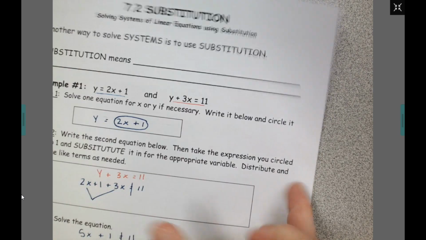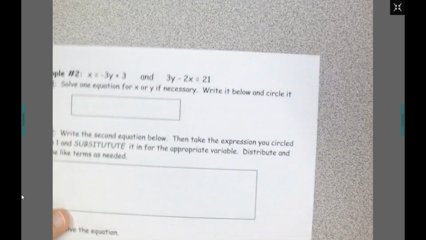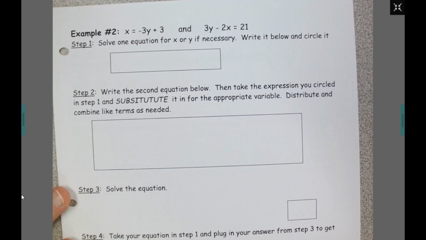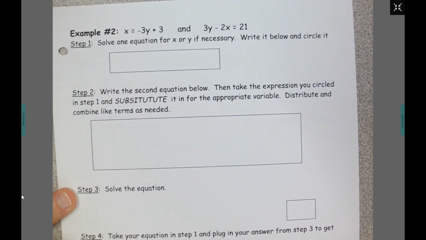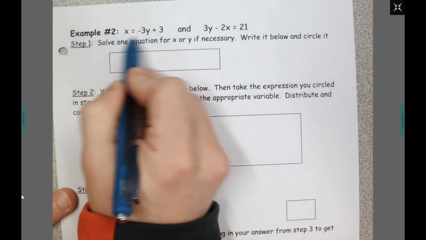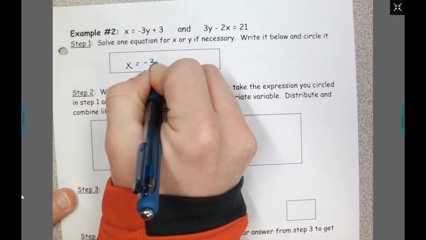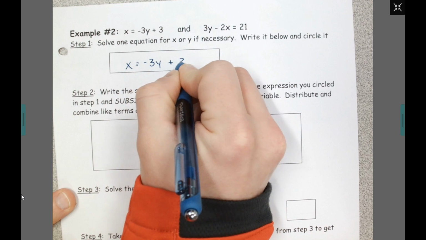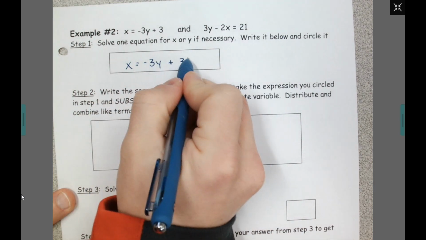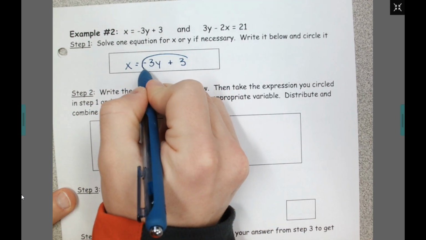We're going to do one more together, and then hopefully you got this down pat. So we got example 2. Again, solve one of them for x or y. This first one is already solved for x. So we got x equals negative 3y plus 3. Circle what that x actually equals.